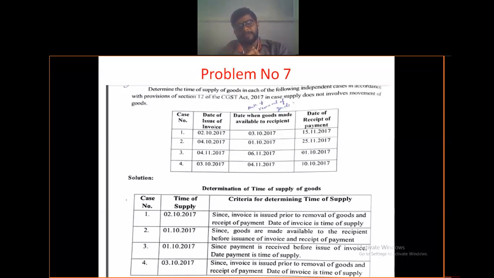And the last case, date of issue of invoice is 3rd October, date of removal of goods is 4th November, date of receipt of payment is 10th October. So which is the earliest date? Date of issue of invoice, that is 3rd October 2017, is the time of supply, because invoice is issued prior to the removal of goods. Very simple. Invoice is issued, bill is issued before the removal of goods. Therefore, the date of issue of invoice itself is considered as a time of supply.